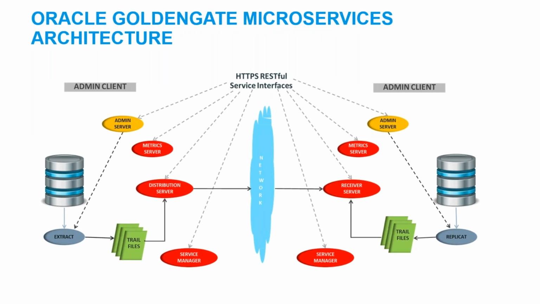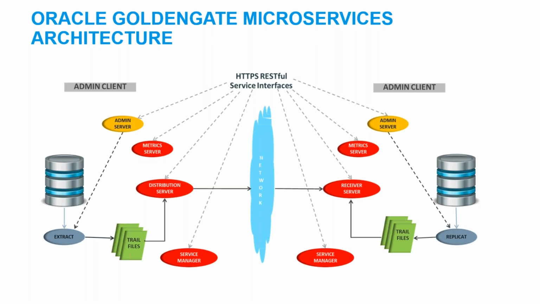As I told, it's a REST API based architecture, so you have source database and target database. In microservices architecture, things run as a service. There are multiple services, like administration server, where all the Goldengate extracts or replicates are configured. Similarly, you have performance metric server, which was introduced from Goldengate version 12.3 onwards. Then there is distribution server. The data pump process of classic architecture has been replaced by distribution server in microservices architecture.